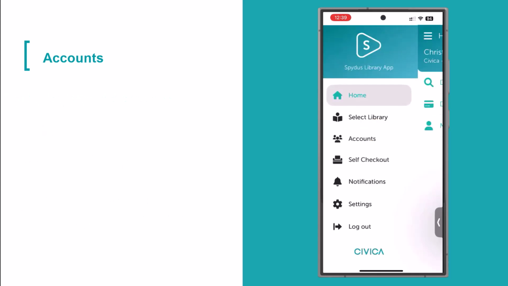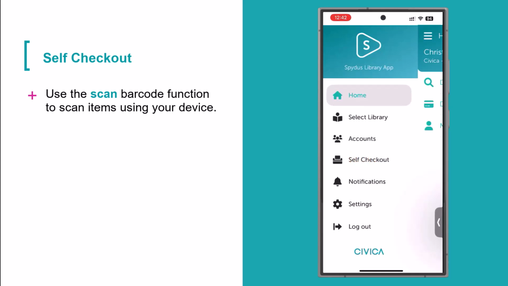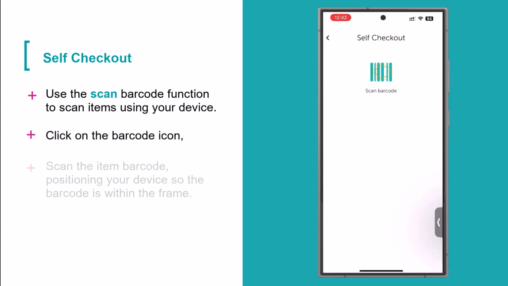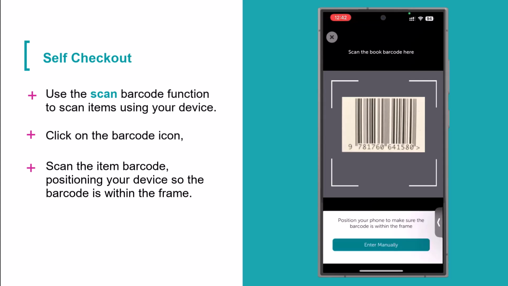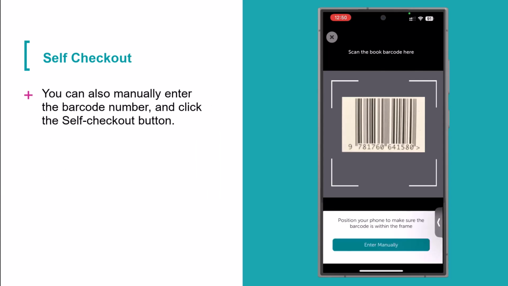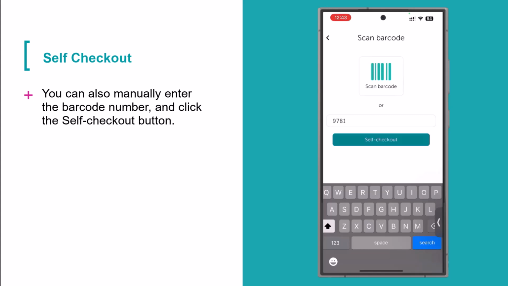Moving on to Self-Checkout from the hamburger menu, you can see a barcode icon and the instruction, Scan Barcode. Click on the barcode icon and scan the item barcode, ensuring you position your device so that the barcode is within the frame. You also have the option to manually enter barcodes if you prefer not to scan. Once the barcode is entered, click the Self-Checkout button.